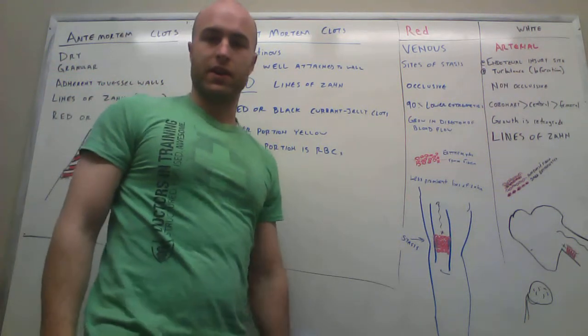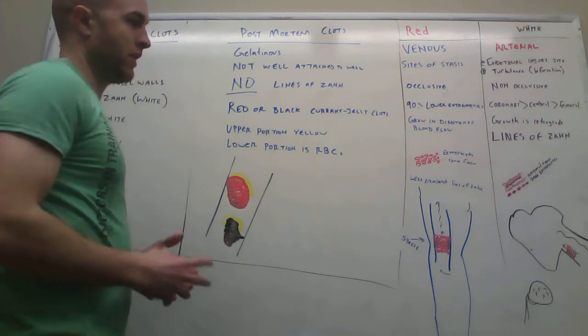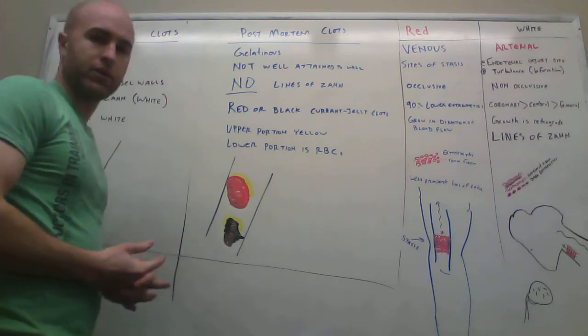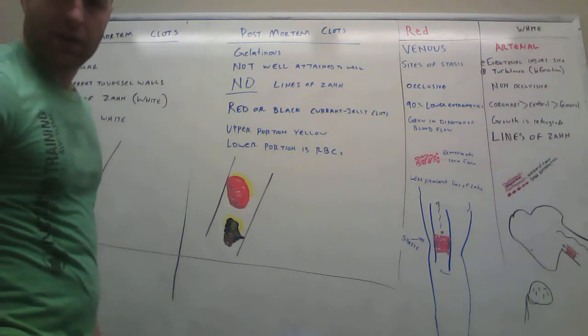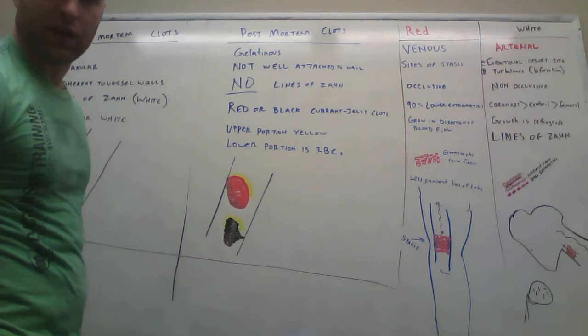Path 599, Hemodynamic Disorders 2. In this lecture, we're talking about the different types of thrombosis that can occur.